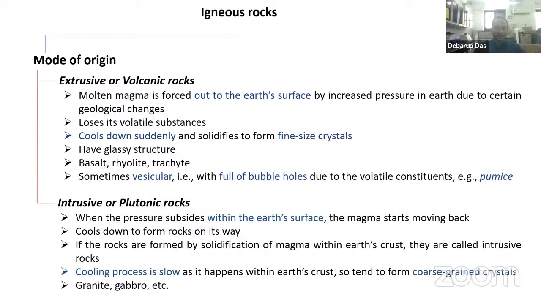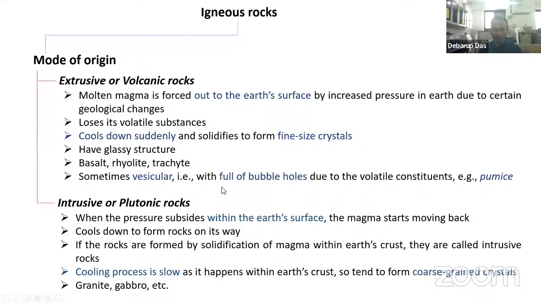So that pressure causes the liquid molten magma to come out, and once they have come out in the atmosphere, they suddenly cool down and they are not finding the time to form large size crystals, so they will form fine size crystals. Molten magma is forced out of the Earth's surface by increased pressure in the Earth due to certain geological changes, loses its volatile substances, cools down suddenly, and solidifies to form fine size crystals. They have glassy structure. Basalt, rhyolite, trachyte, these are examples.